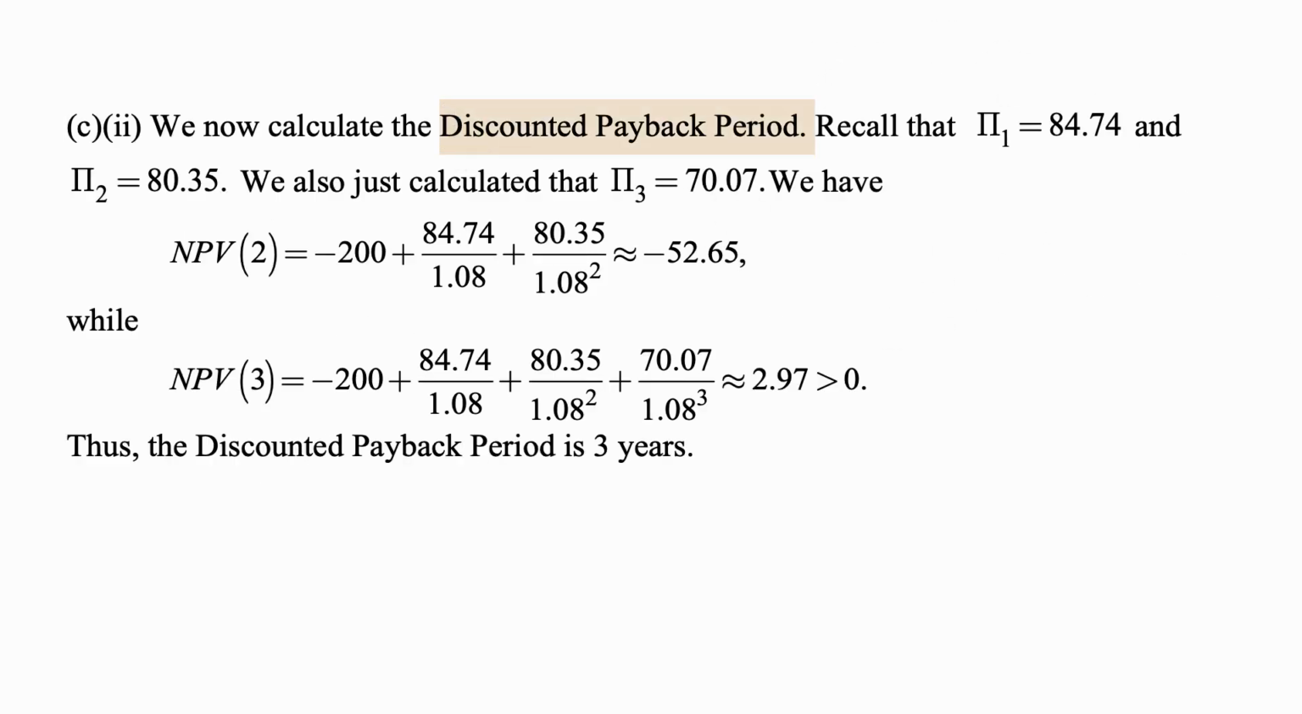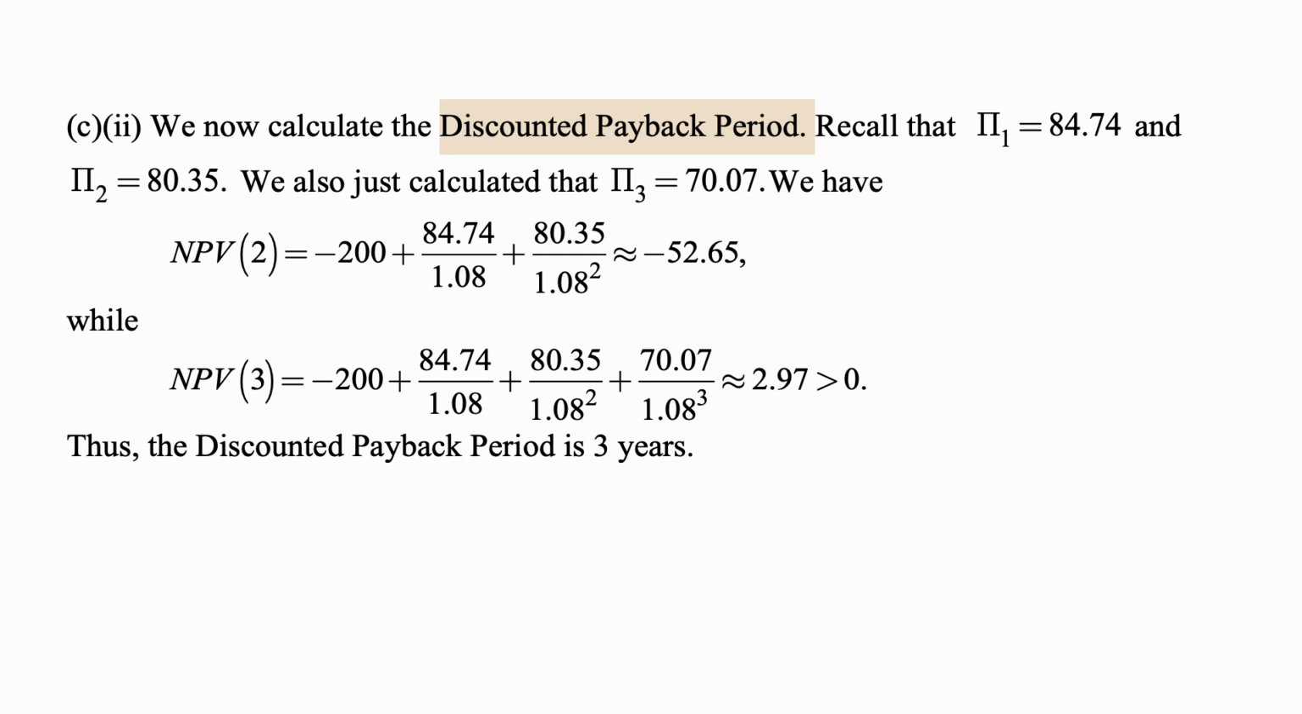And we now calculate the discounted payback period. So recall that pi 1 is 84.74 and pi 2 is 80.35. And we also just calculated that pi 3 is 70.07. So net present value, taking into account the profits from the first 2 years. Now these pi's are adjusted for the probability of being there, but they're not discounted to time 0, so we discount them to time 0 at the hurdle rate of 8%. For the first 2 periods, that's NPV of 2, and that turns out to be negative 52.65, while NPV of 3 includes the profit from the third year, and this was calculated before as 70.07. We discounted now at the hurdle rate of 8%, and this is positive, it's 2.97.